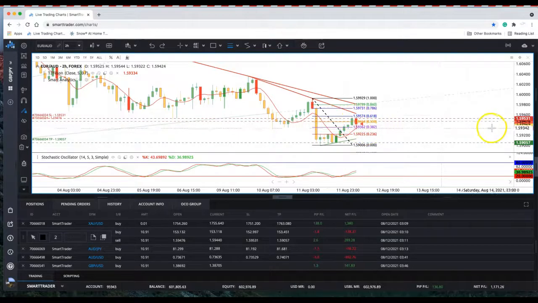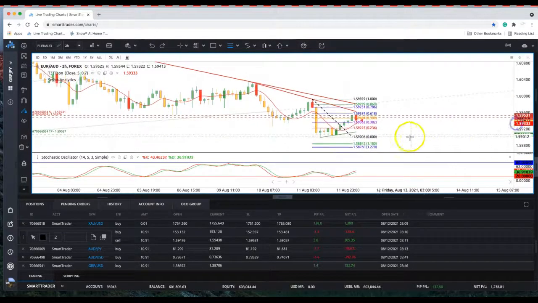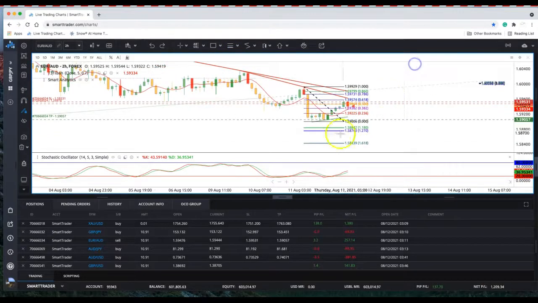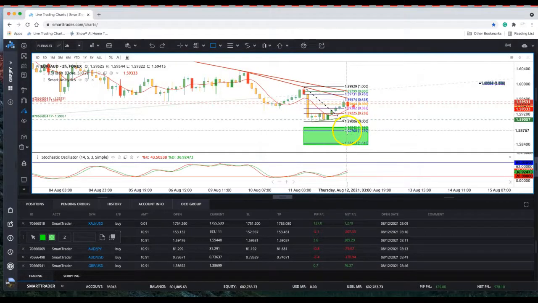So that's my entry, and my first target is the support down here, and then if it breaks the support, then it should go down to the extensions. So the final destination is anywhere from these 3 extensions. So if it hits an extension, then I'll reevaluate the markets and see if there's a trade to exit or stay in all the way down here.